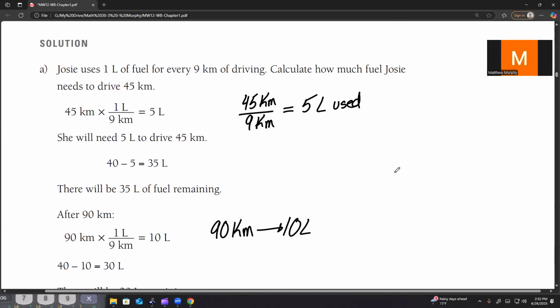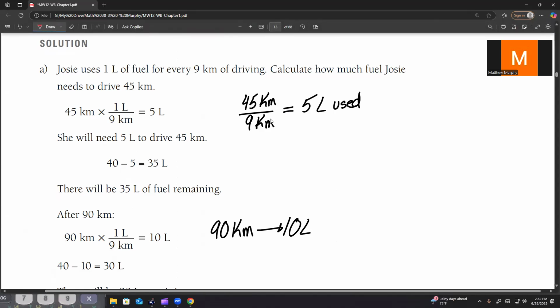So A. So we're going to make a table here. Josie uses 1 liter of fuel for every 9 kilometers of driving. Calculate how much fuel Josie needs to drive 45. Now, what I kind of did to figure this one out is I went, okay, so for every 9 kilometers, we're going to use 1 liter. So if we drive 45, if we divide 45 by 9, you get 5. And what that represents is 5 liters used. Okay, because remember 9 kilometers per 1 liter.